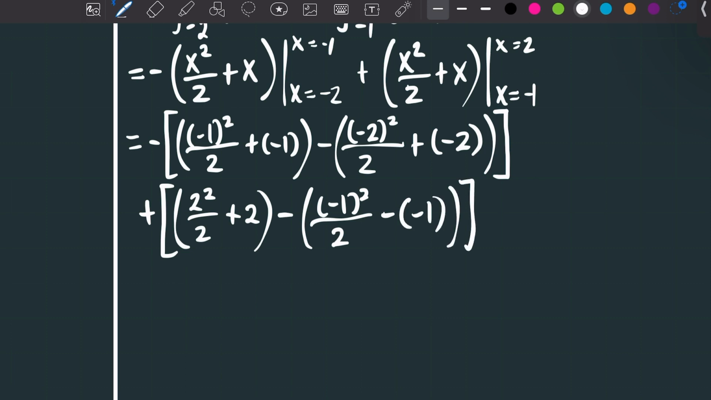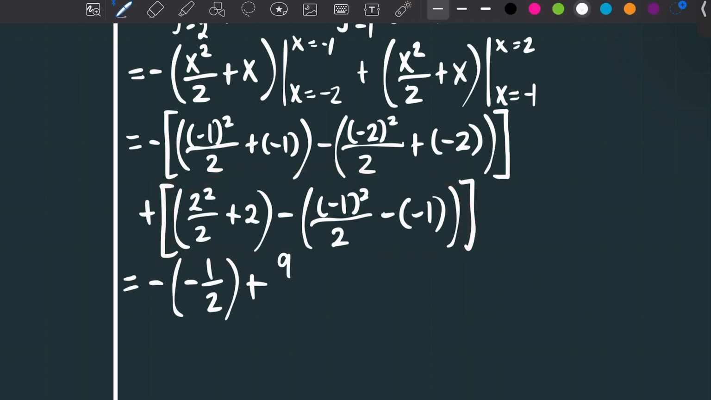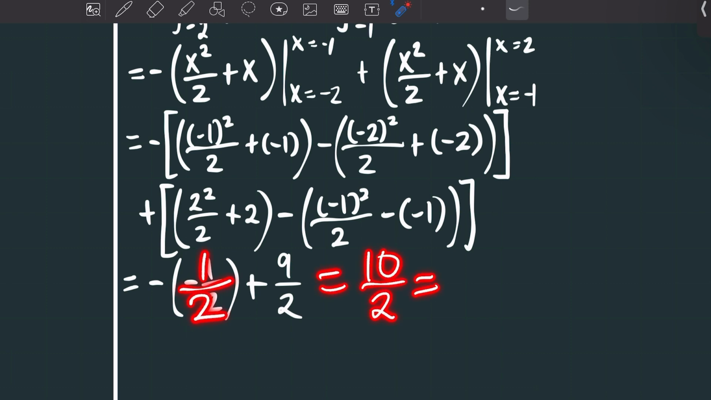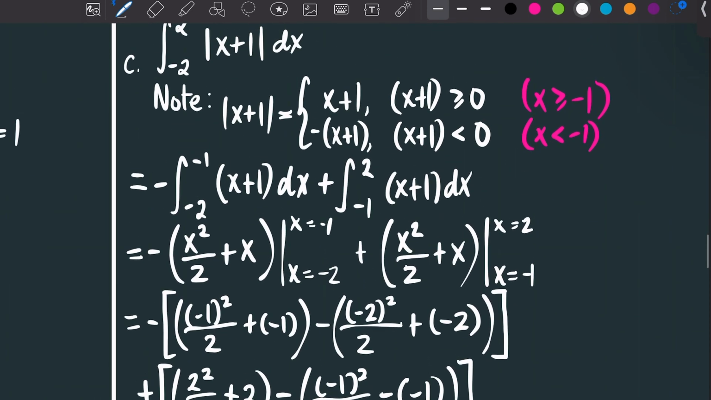So, iwan ko na sa inyo yung pag-evaluate nito. Pero for the upper one, what you'll get here is negative 1 half. So, that's negative of negative 1 half plus for this one sa baba, ang makukuha nyo dyan is 9 over 2. So, negative of negative 1 half, that's 1 half plus 9 over 2. So, 1 half plus 9 over 2 gives us 10 over 2, which is equal to 5. So, equals 5. So, that's it for letter C, no?